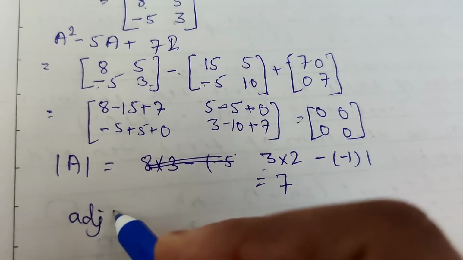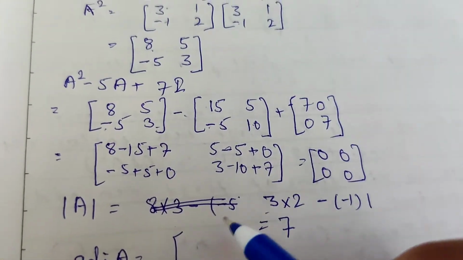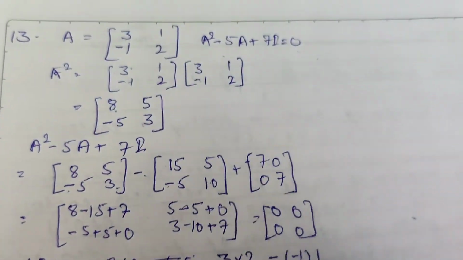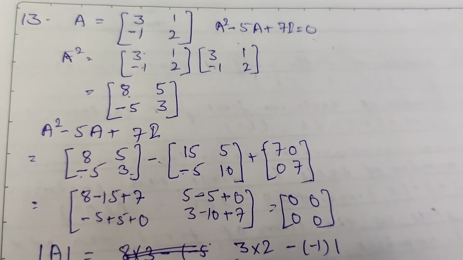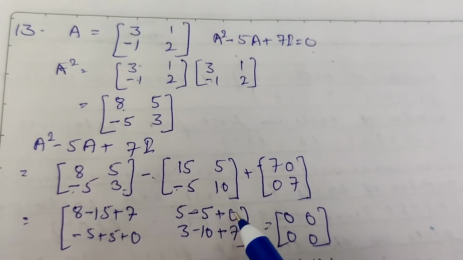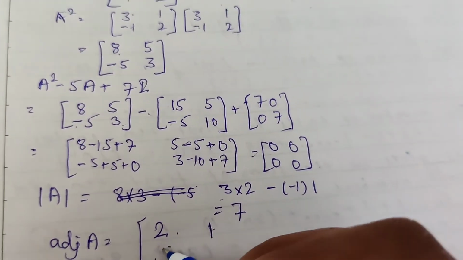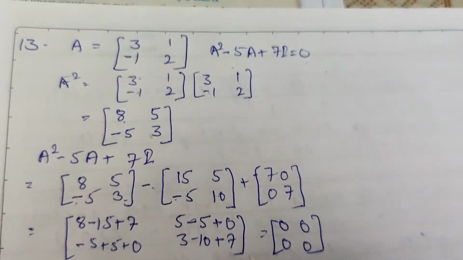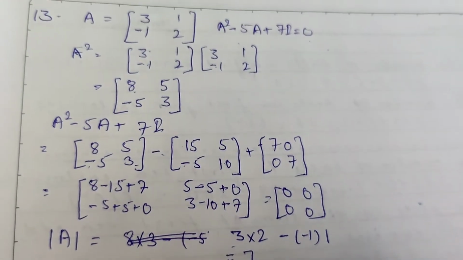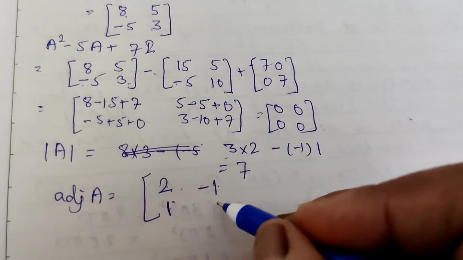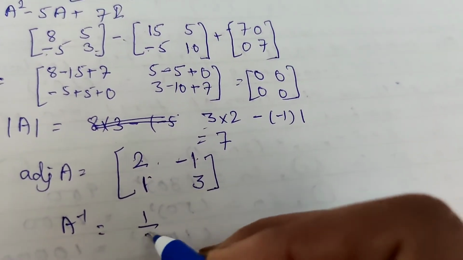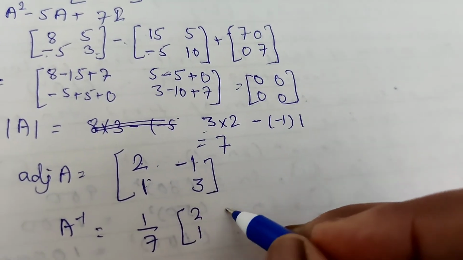adjoint of A. This will be the A11, 2, A12 minus 1, and A21 is minus 1, and A22, it is 3. And the A inverse equal to 1 by 7, 2, minus 1, minus 1, 3.